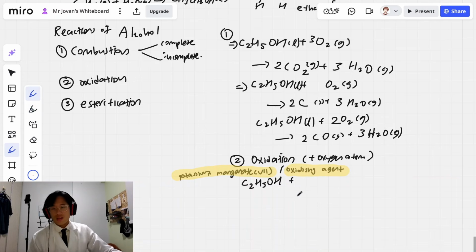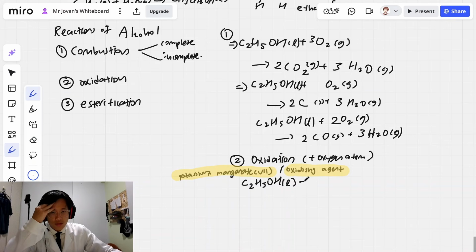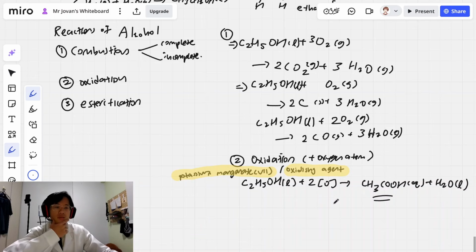To show oxidizing in an equation, we will use the letter O like this. Our product will be CH3COOH. Wow, we have entered new territory, because this is our final homologous series that we're learning. And H2O liquid. To balance it, I add a 2 over here. So this is our equation.